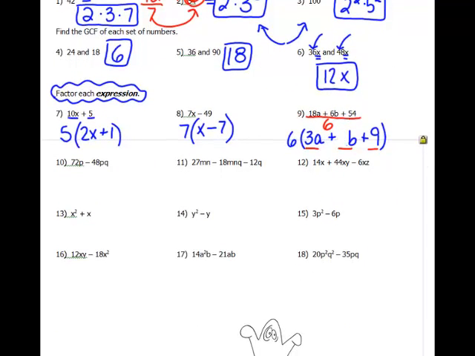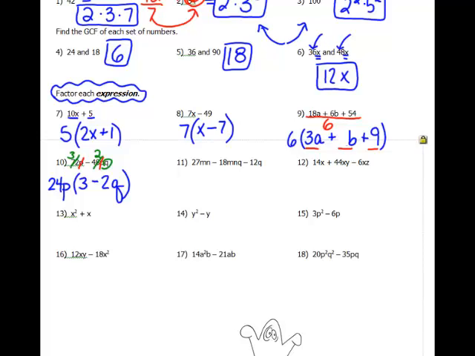Look at number 10 and see what you think. The 72 and the 48 have a GCF of 24. I also have a common algebraic term of p. So if I were to divide this entire expression by 24p, I would get 3 minus 2q. They both had a p in common, so I took that out, and then the 72 divisible by 24 left me with 3, the 48 divisible by 24 left me with 2, and then I also had that q left over.